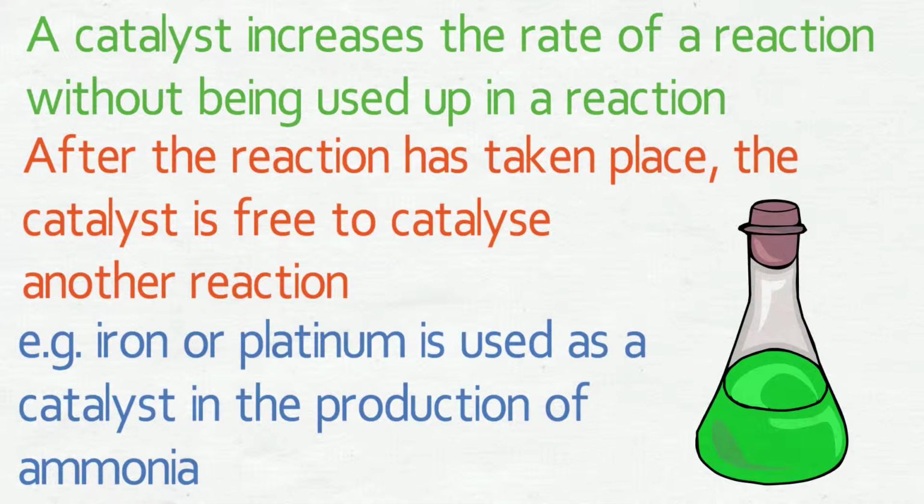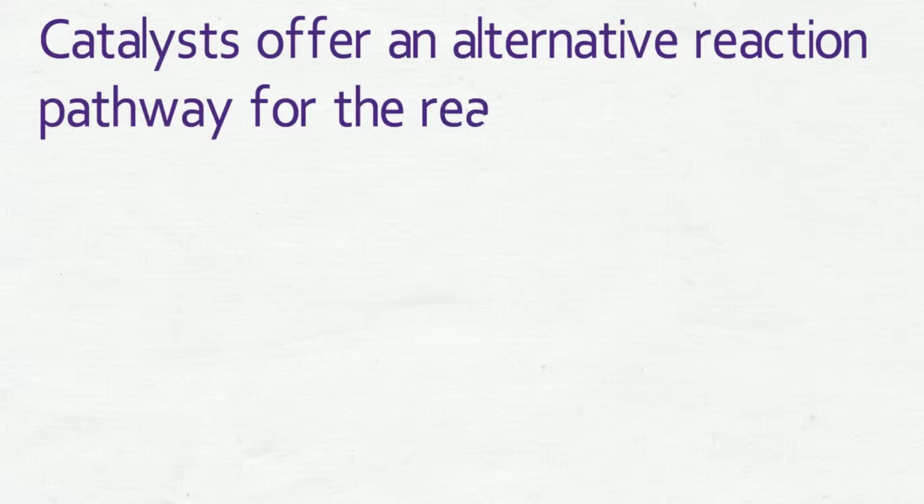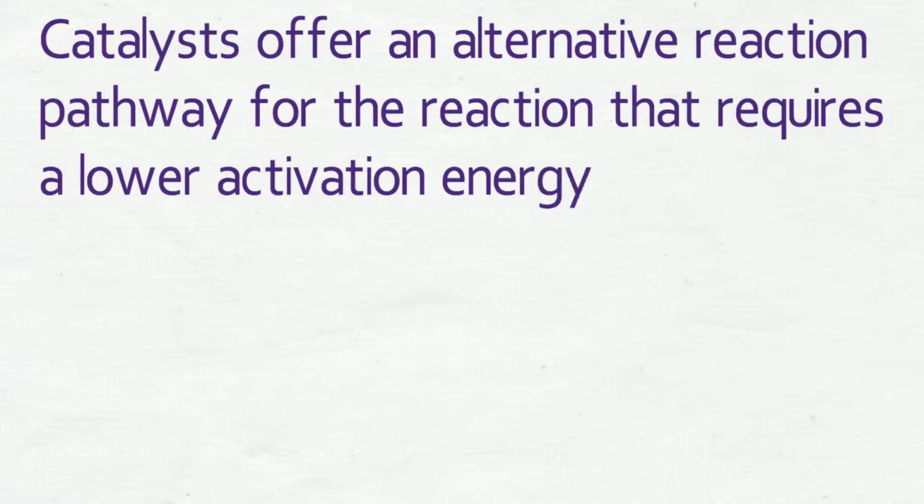So how do catalysts actually increase the rate of a reaction? Well, a catalyst increases the rate of reaction by offering an alternative reaction pathway for the reaction. This alternative pathway requires a lower activation energy. Activation energy is the amount of energy that is required to start a reaction process. If the activation energy is not met, the reaction will not take place. If the activation energy is met, the reaction will take place.